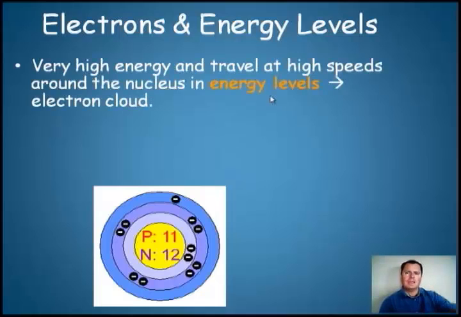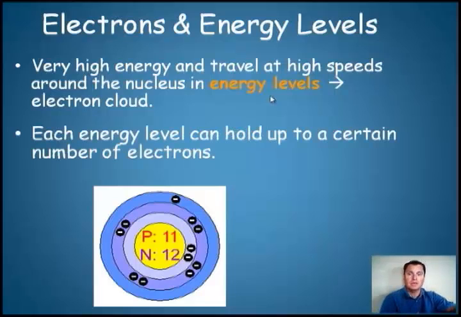What we see is that electrons have a very high energy and they travel around the nucleus at very high speed in what we call energy levels. This is that electron cloud. You'll hear the term orbitals. And each energy level or each orbital can hold up to a certain number of electrons.